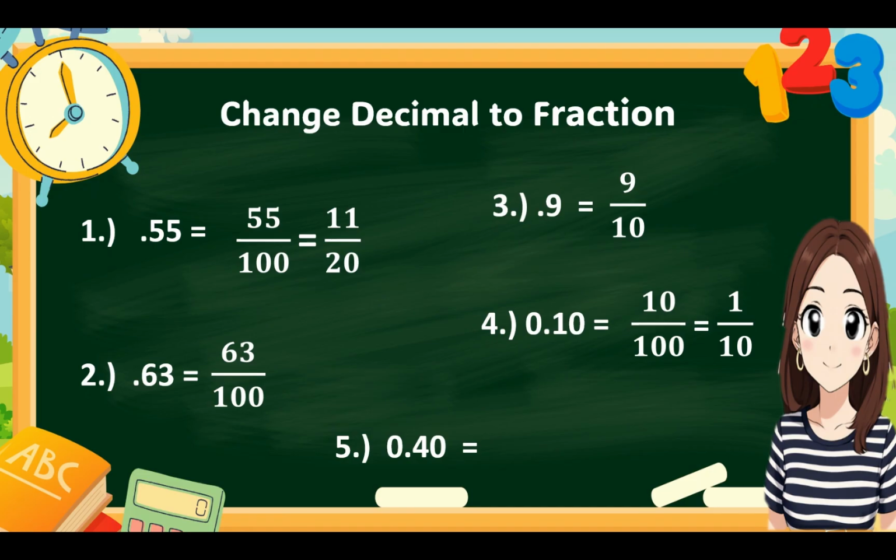Number 5, 40 hundredths is equal to 40 over 100. And our GCF, the largest number that can divide both 40 and 100, is 20. So 40 divided by 20 equals 2. 100 divided by 20 equals 5. So our simplified answer or the lowest term is 2/5.